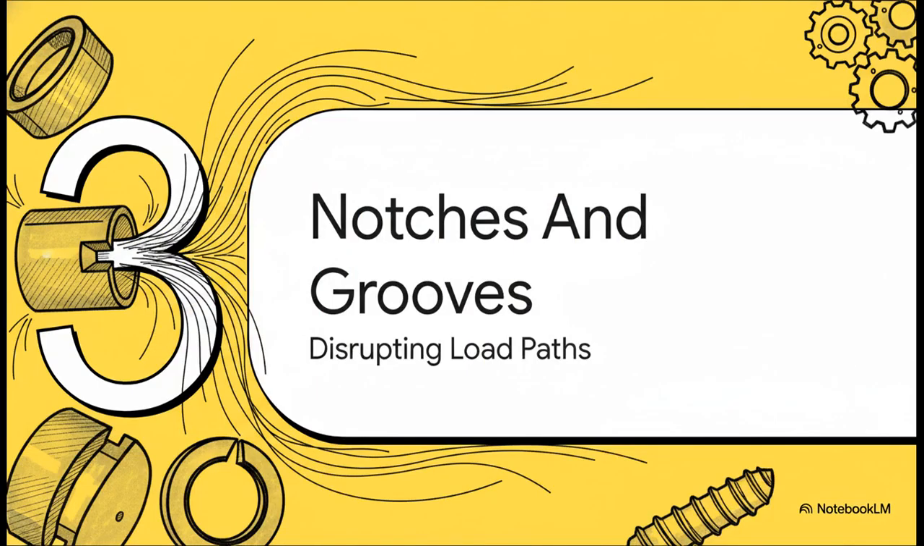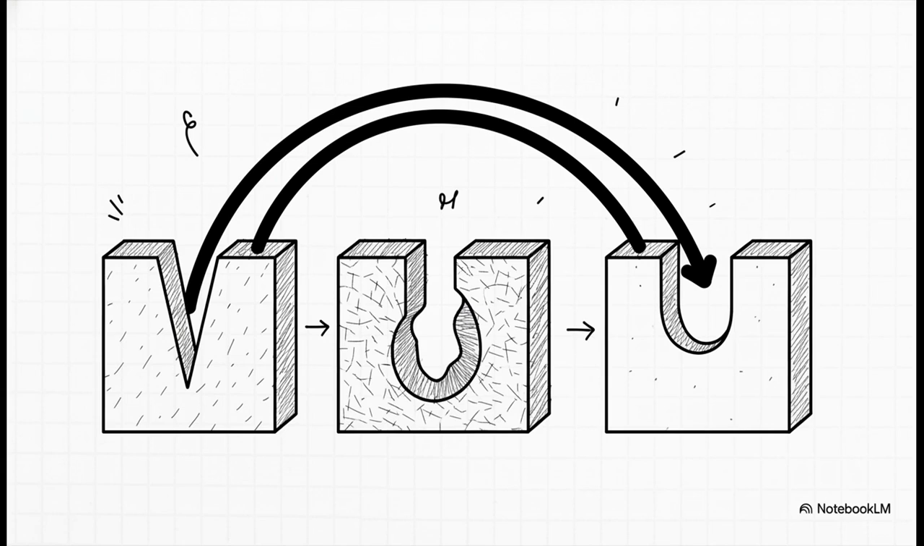All right, part 3, notches and grooves. Let's walk through how specific geometries physically disrupt our load paths. We're going to focus on notches and grooves, which, let's face it, are everywhere in mechanical design, from snap rings to shoulder reliefs. But what do you do when you have a notch shape that just doesn't perfectly match a textbook chart? Enter the Neuber approximation formula.